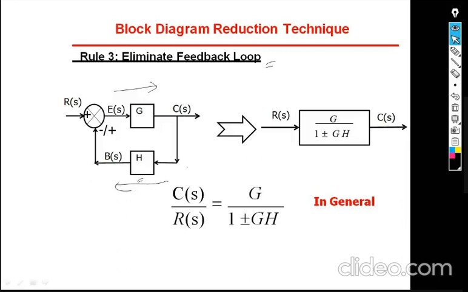Now coming to this particular one. If here you are having minus, you will be getting plus here, and if you are having plus, you will get minus here, in general. Now, the proof for this particular block, let me explain in detail. If you convert this summing point and these two blocks into a single block, it comes like this. I will show the proof.